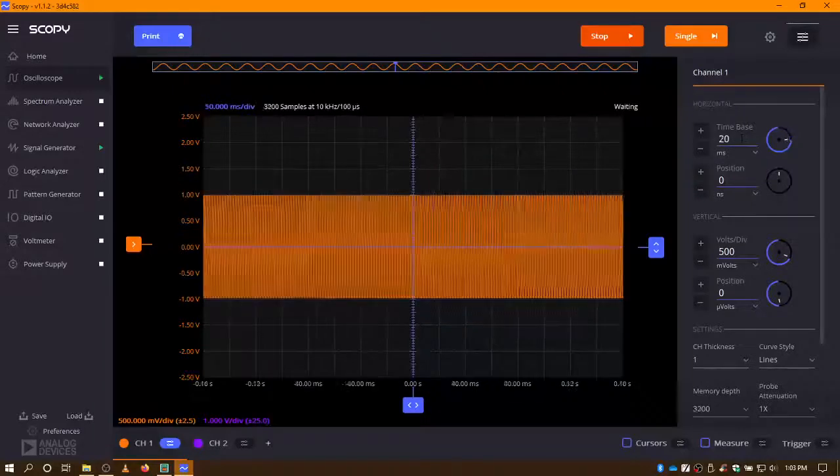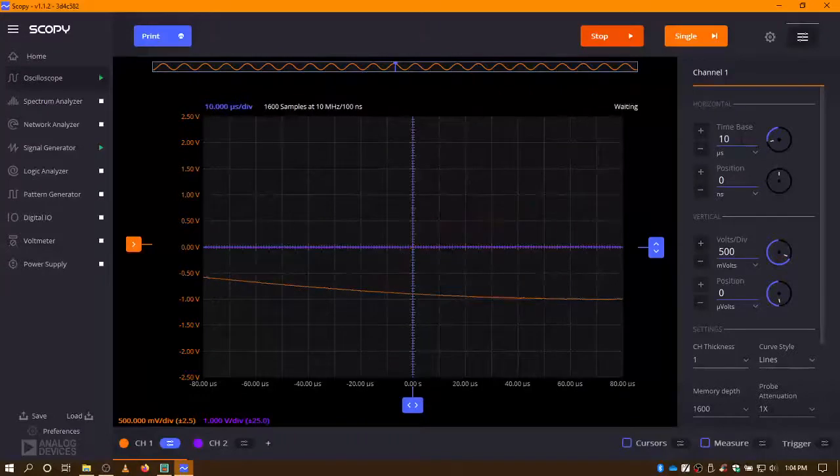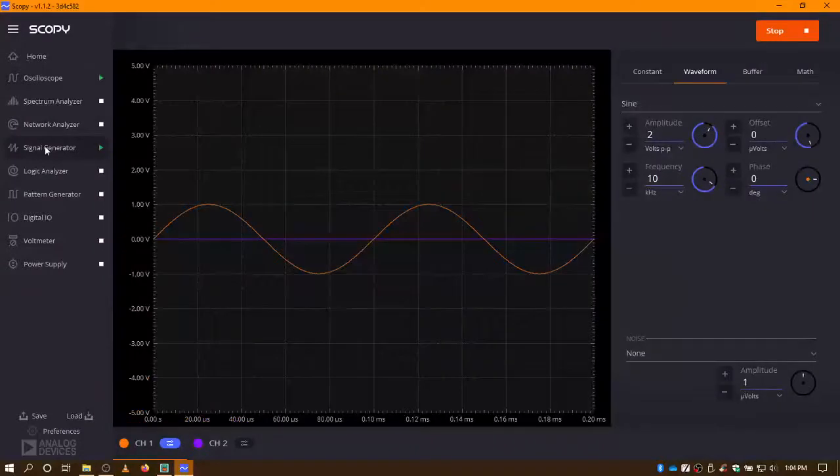Adjust the time base down so I see my actual sine wave. Going to get a little bit closer in. So there we see our sine wave that's being generated, 10 kilohertz, 2 volts peak to peak. And what you can do is actually add noise to the signal. A uniform noise, Gaussian noise, Laplacian, or impulse. We'll do a Gaussian noise, set for 1 microvolt. I'm going to set that to about 100 microvolts.